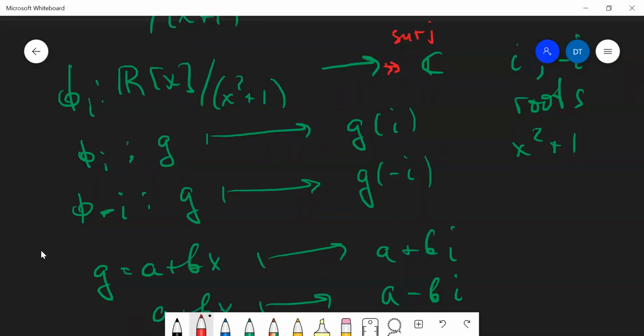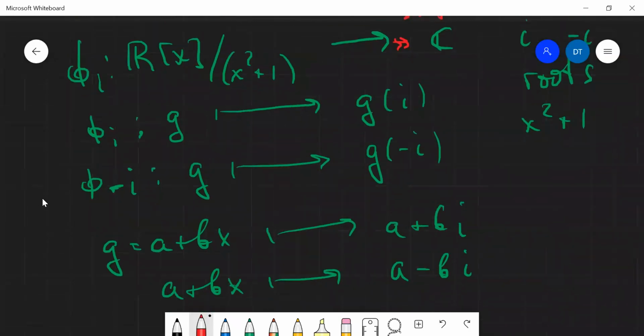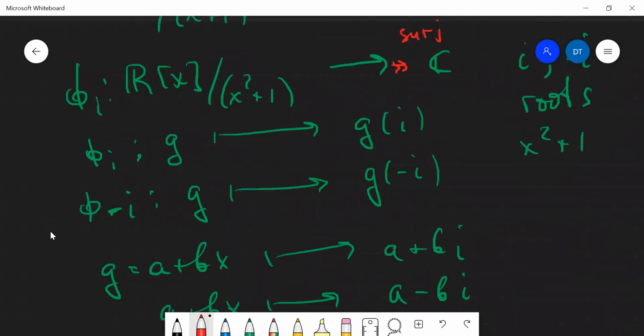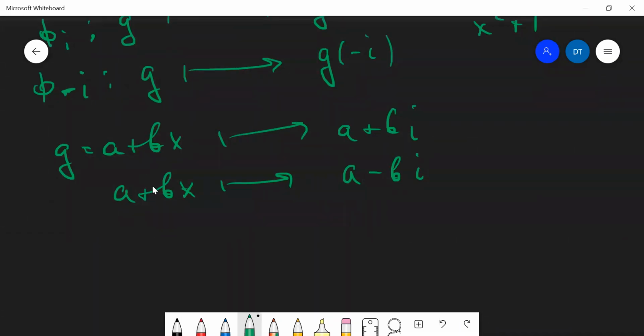Now, what about injectivity? Well, you see the left-hand side is a vector space over the real numbers. It has basis 1 and x. In this case, you see that every element on the left-hand side is uniquely represented in the form a plus bx, and every element on the right-hand side is uniquely represented in the form a plus bi. So it's clear that here it's a bijection.